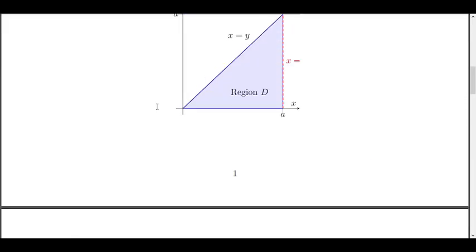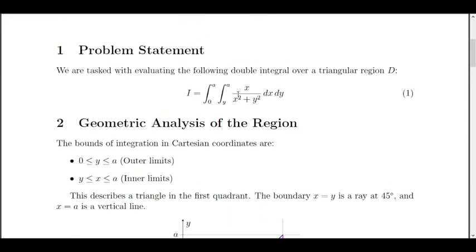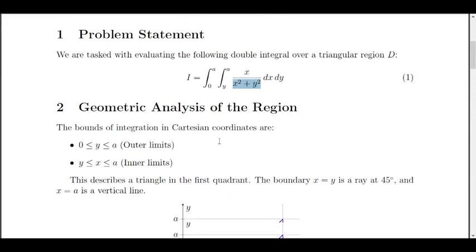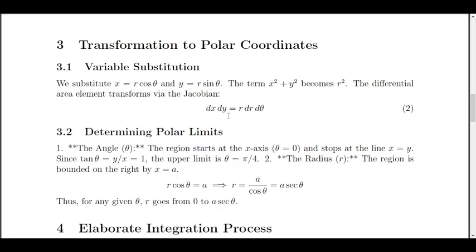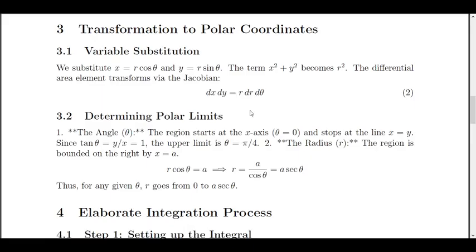Now how to evaluate this? Since our integrand contains x square plus y square, we transform to polar coordinates by using the substitutions x equal to r cos theta, y equal to r sin theta, so x square plus y square equal to r square. And remember, every student makes the mistake here: dx dy equal to r dr d theta. Here r is nothing but the Jacobian of x, y with respect to r, theta. So dx dy equal to r dr d theta.